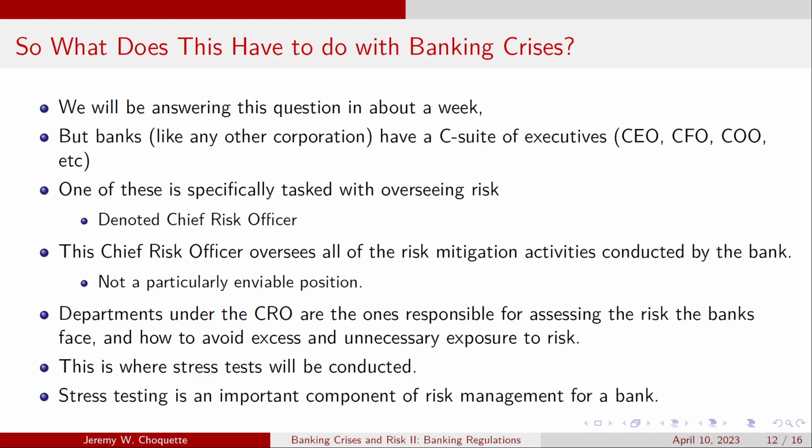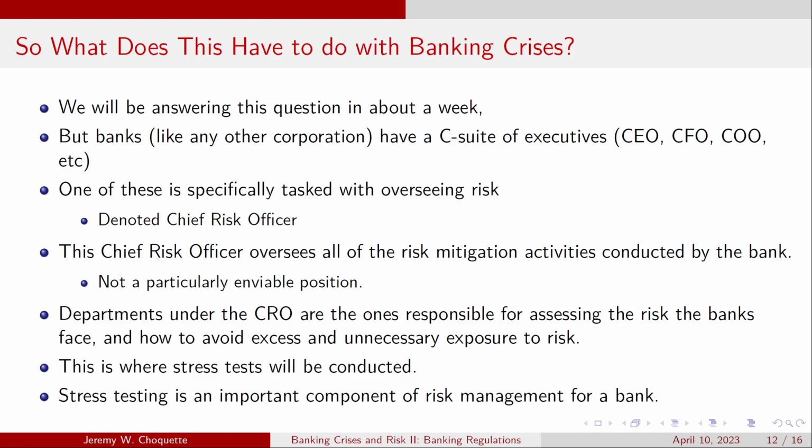Banks, just like any other corporation, will have a C-suite of executives, so CEO, CFO, COO, all that stuff, right? Well, one of these is specifically tasked with overseeing risk, and this person is the chief risk officer. They essentially oversee all of the operations regarding risk management, risk mitigation, risk prevention, all that stuff conducted by the bank. And this is not a position that I think I would ever want. I don't understand how anybody would want this position.